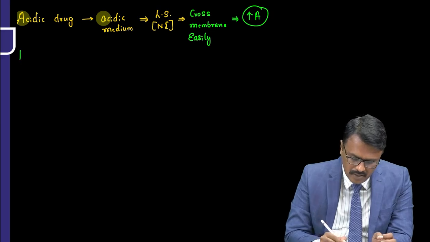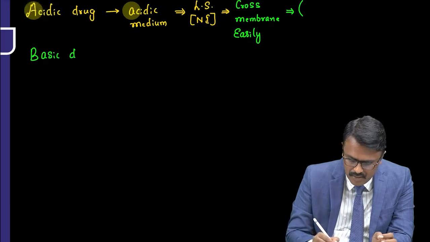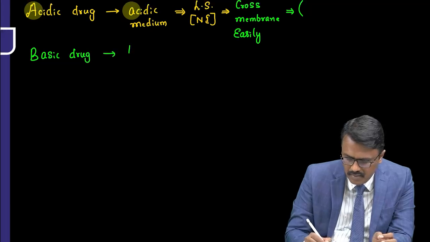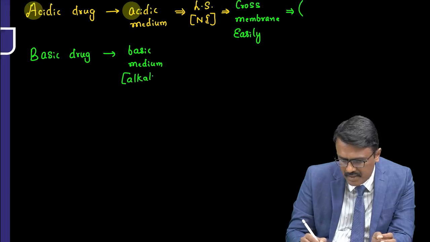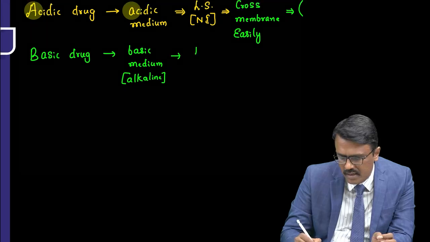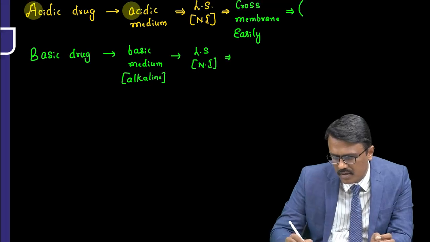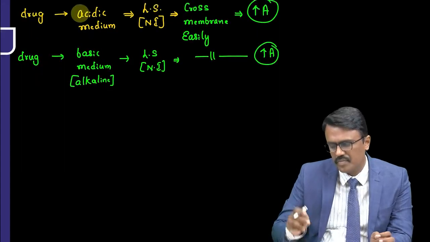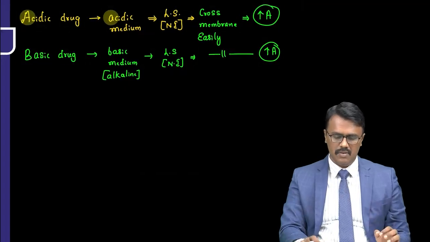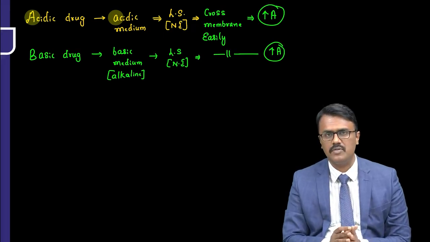Now another important aspect is, if you place a basic drug in the basic medium, also called as alkaline medium, then the drug is lipid soluble, also called as non-ionized, and it will have the same fate. It easily crosses the membrane, and it is easily absorbed. So in simple words, if the drug and medium are same, they are lipid soluble and easily absorbed.